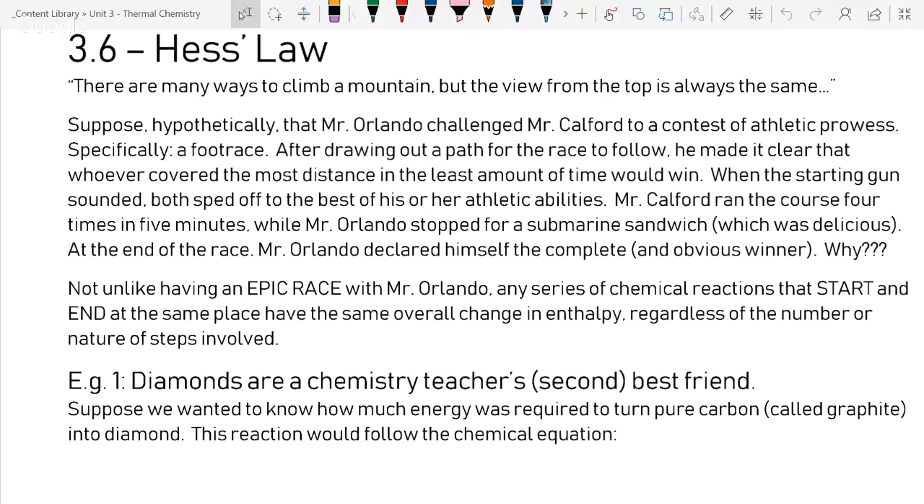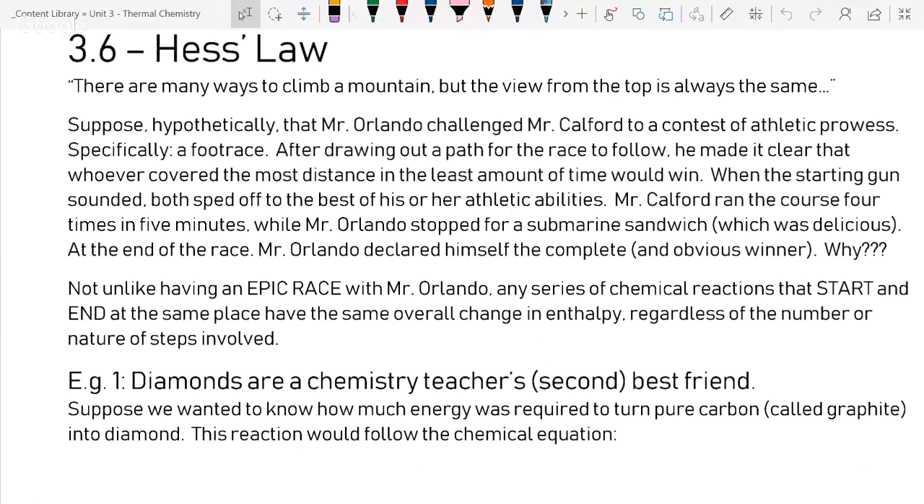So we go for this race, and we just said, okay, we're going to run around the track. Whoever gets to the finish line in the least amount of time wins. A fairly basic race, yes. This is standard stuff. So they shoot the gun, and Calford takes off, he's booking it. And I sit down and I get my submarine sandwich, which I brought with me. I eat my submarine sandwich. It's delicious. He gets to the end, and I, of course, being generous, admit that I won.